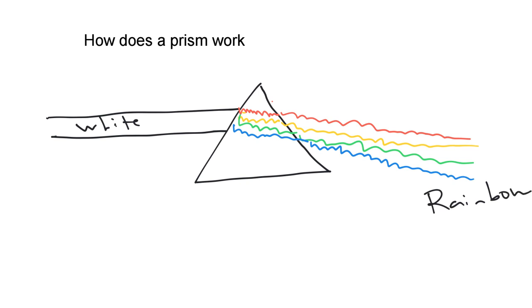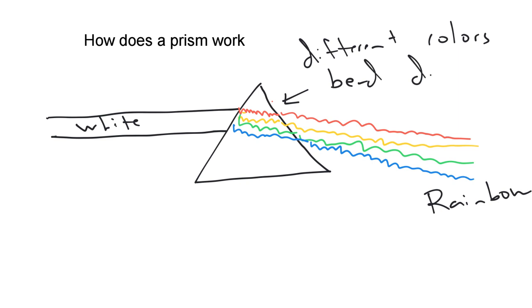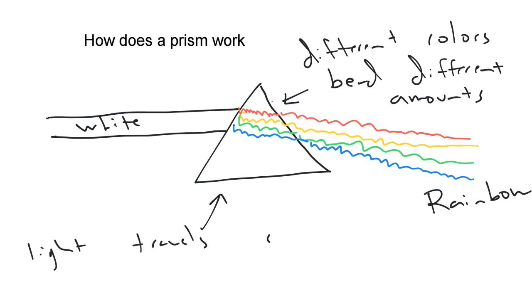I'll just write rainbow coming out the other side. And the real key here is that the different colors bend different amounts. And what's ultimately causing the bending is that light travels slower in a crystal than in air.